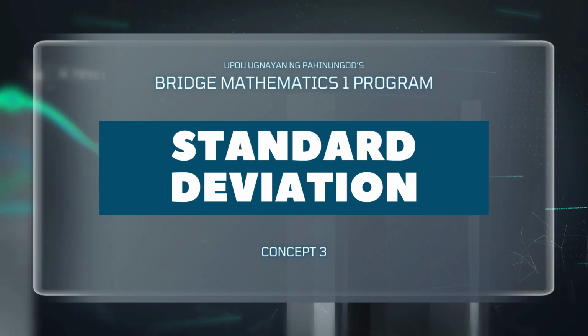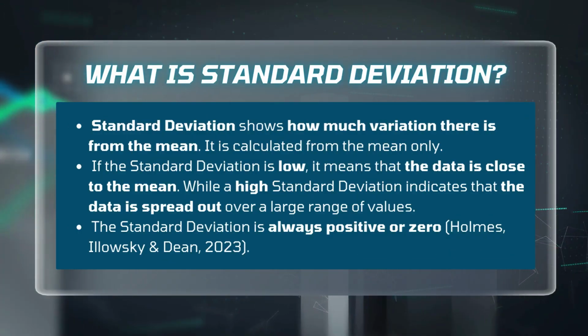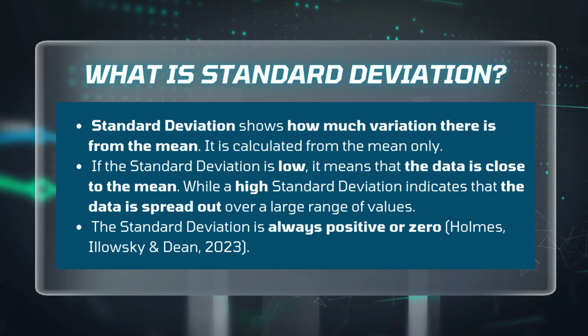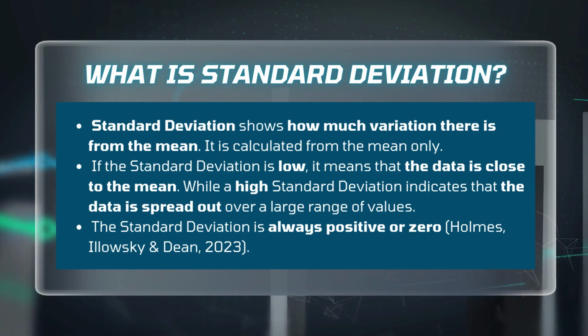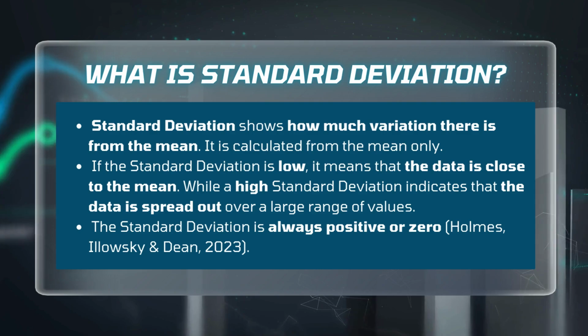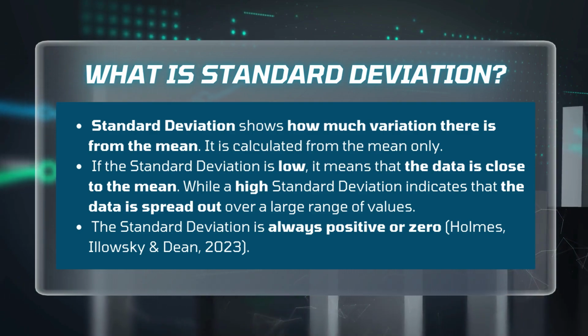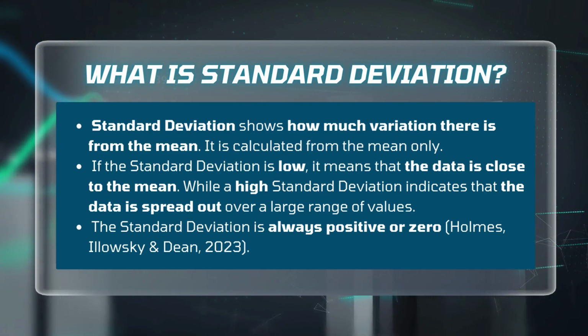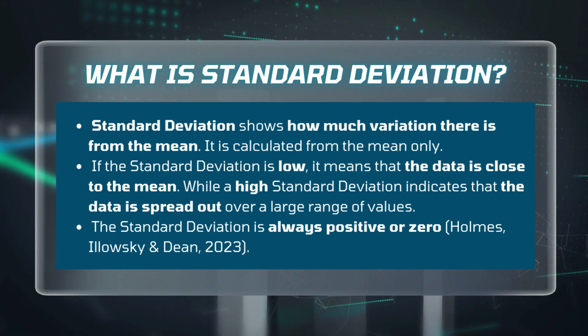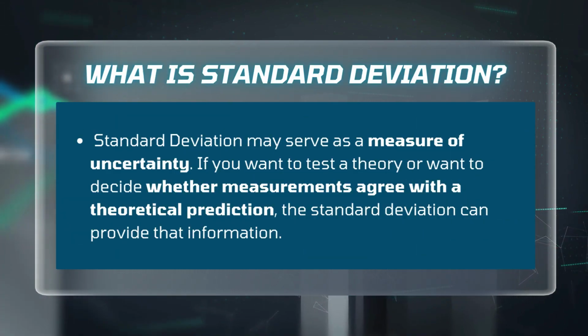What is standard deviation? Standard deviation shows how much variation there is from the mean. It is calculated from the mean only. If standard deviation is low, it means that the data is close to the mean, while high standard deviation indicates that the data is spread out over a large range of values. The standard deviation is always positive or zero. It may serve as a measure of uncertainty.